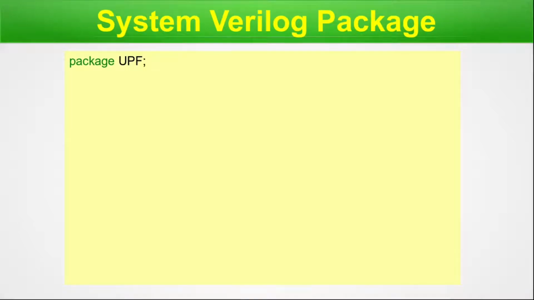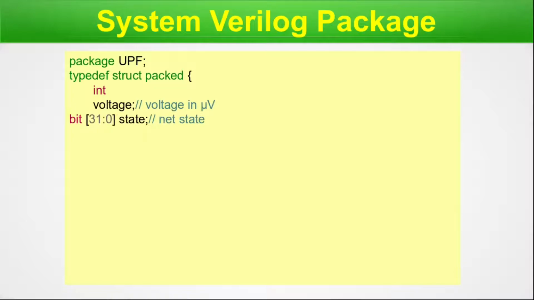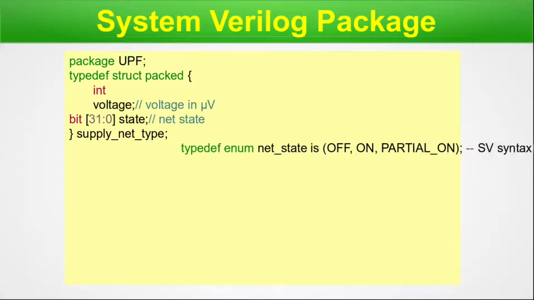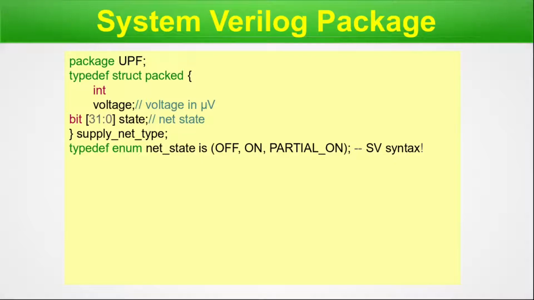Start with the keyword package UPF. Next, we have the typedef struct, a structure definition, int voltage, and then bit state. So then we have supply net type. Then we have the type definition of an enumerated data type, that is net state: off, on, partial on.